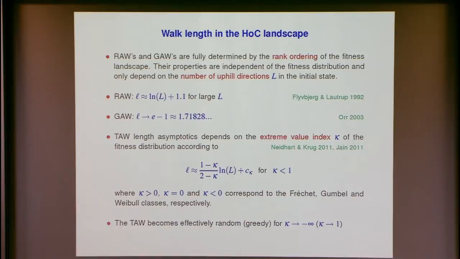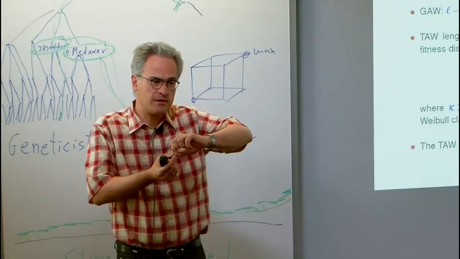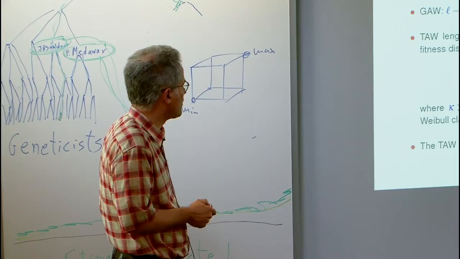So Flyvbjerg and Lautrup showed that the length of these walks is log L plus some constant, where L is a dimensionality, but it's really the number of uphill directions that you have initially. I mean, you don't really have to care about the part of the genotype which is not uphill. So it's log L, so it's very short. I mean, these accessible pathways that I described to you previously have length L, but here we see that typically you only get up to distance log L, and if you're greedy, you actually get much less far. You only get to distance 1.7, so this is a nice result by Orr.